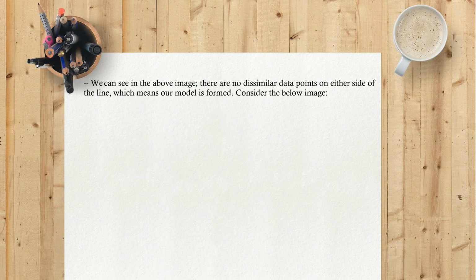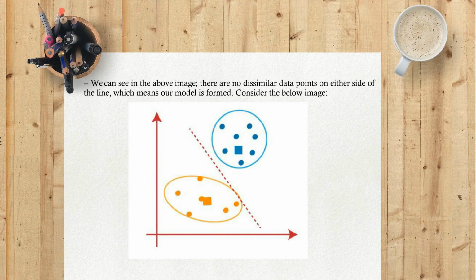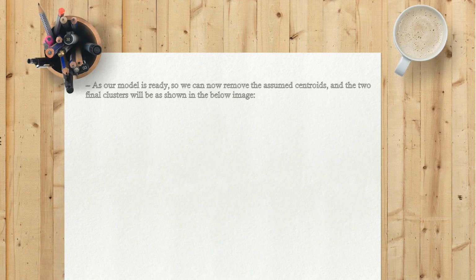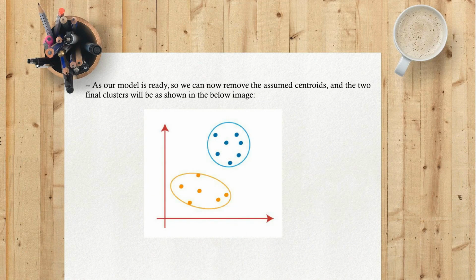We can see in the above image, there are no dissimilar data points on either side of the line, which means our model is formed. Consider the below image. As our model is ready, we can now remove the assumed centroids, and the two final clusters will be as shown in the below image.